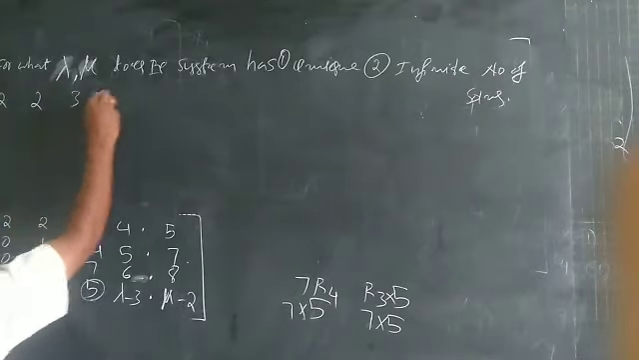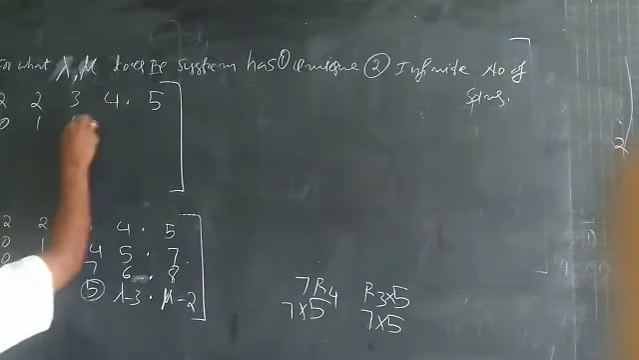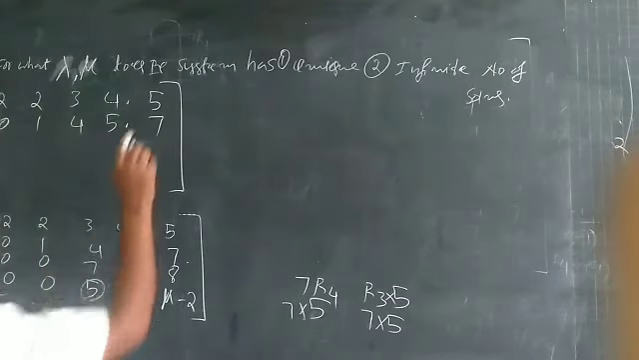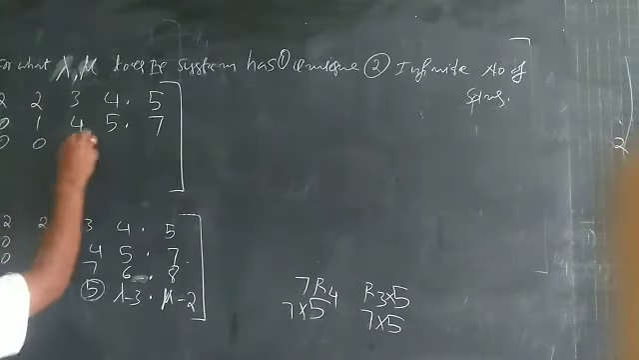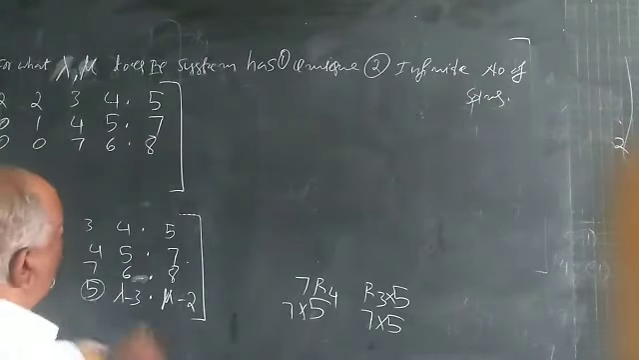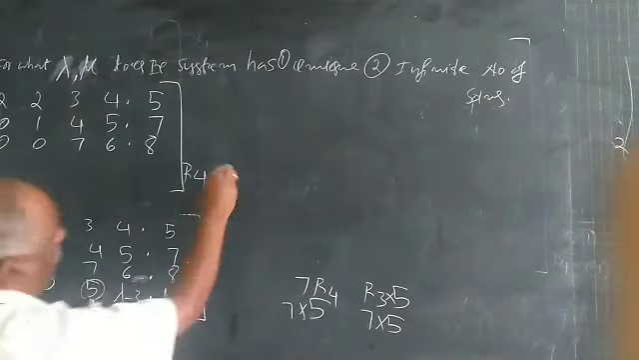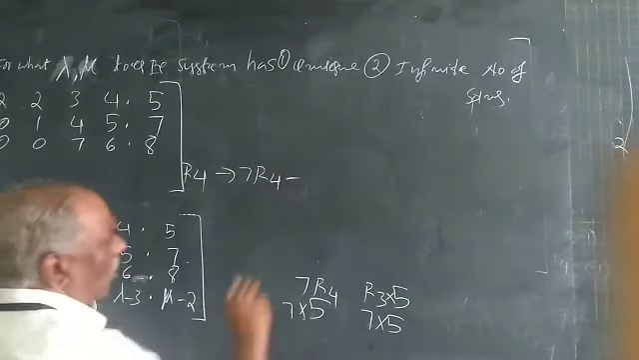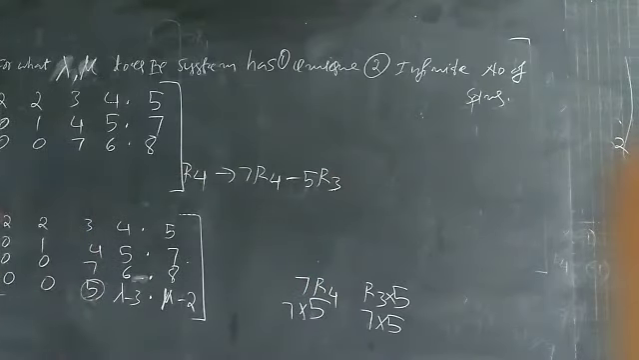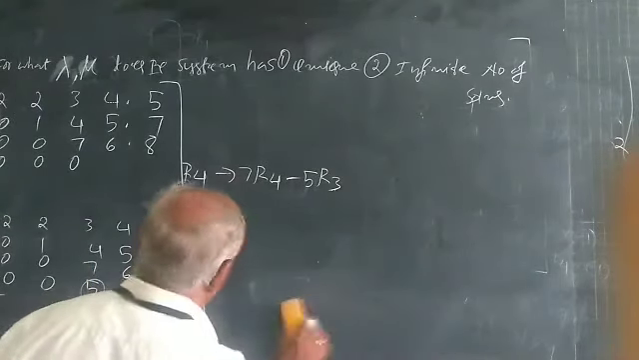2, 3, 4, 5, write it as it is. 0, 1, 4, 5, 7. Next, 0, 0, 7, 6, 8. Now, what is the operation? R4. I want to reduce this 5 to 0. So this R4 is written as 7 R4 minus 5 R3. By that, what are we getting? 0, 0, and for this 5, 7 into 5 minus 5 into 7 automatically becomes 0.